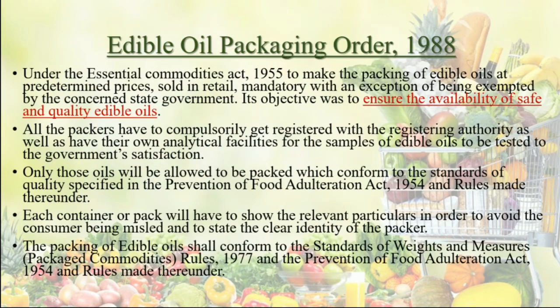After that we were having Edible Oil Packaging Order, so 1988, and it ensures the availability of safe and quality edible oil. So this also comes under Essential Commodities Act. और इसके अंडर भी यही चीज़ है कि what were the various tests which can be performed to ensure the safety of edible oil, and what were the various packaging rules and regulations of the edible oil. So all these different things were covered under edible oil packaging order.